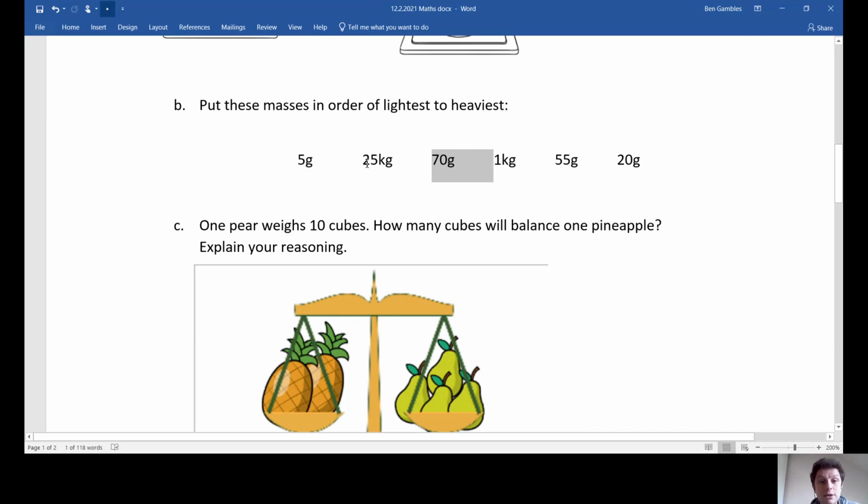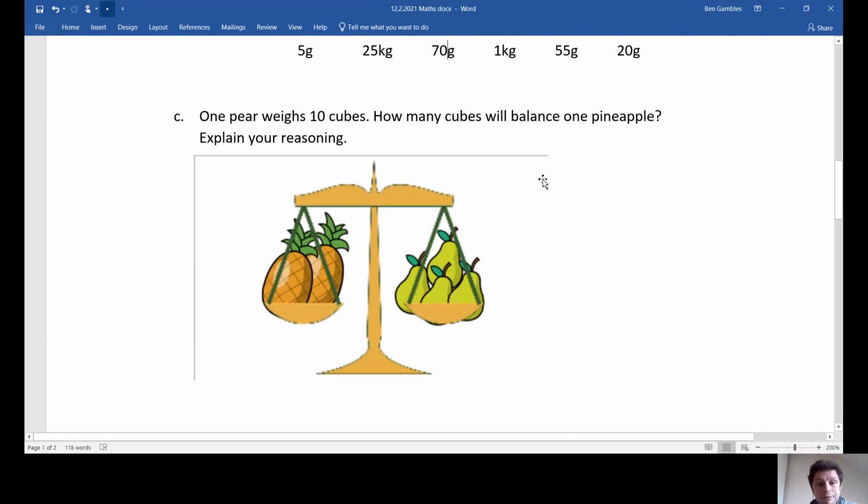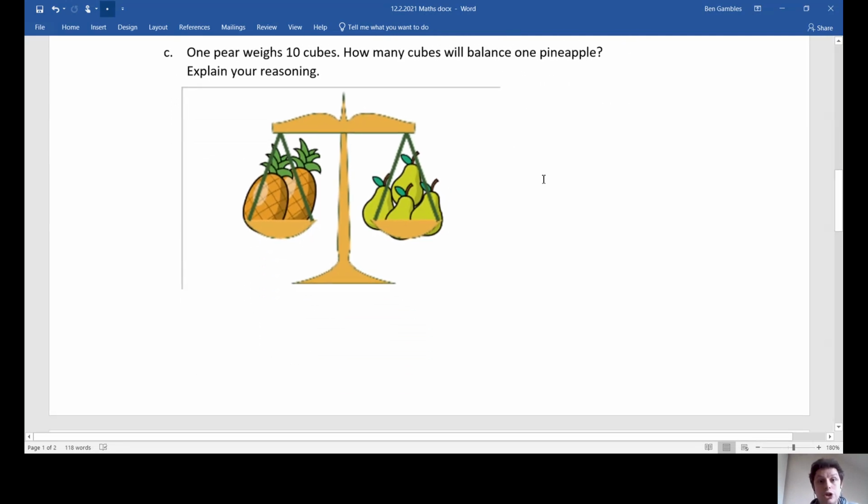So, for example, these two, we've got 75 grams and 25 kilograms. 75 grams is lighter, even though it's a bigger number, because you're working in grams. So do your grams first, then do your kilograms when you're putting them in order. Then we've got some problems just like the ones we just did with the fruit.